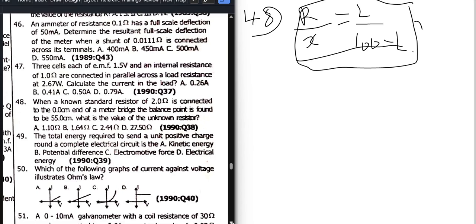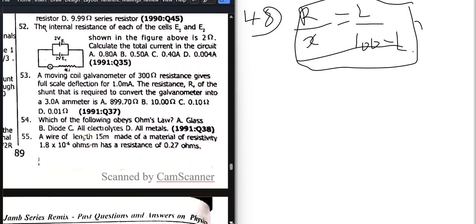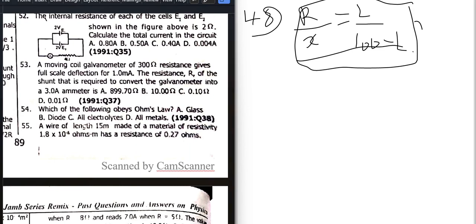We're going to 53 now. Yes, 53. 53 says a moving coil galvanometer of 300 ohms gives full scale deflection for 1.0 mA, that's milliampere. The resistance R of the shunt that is required to convert the galvanometer into a 3.0 A ammeter is what? So we're looking for the external resistance.